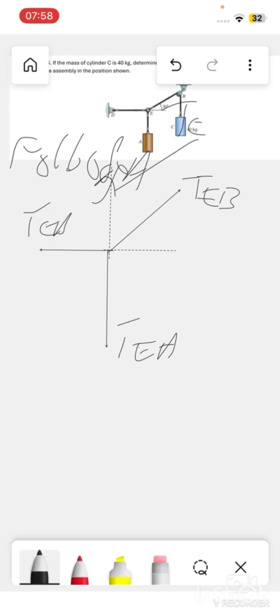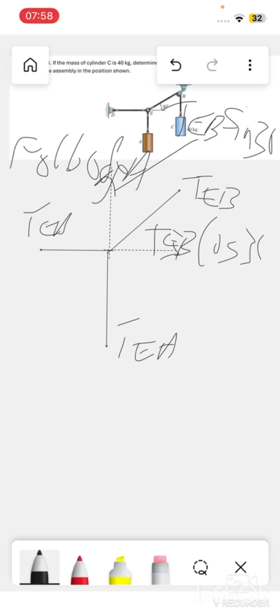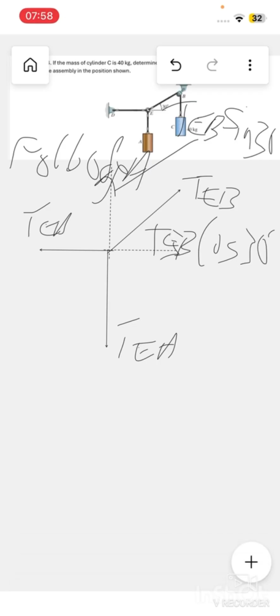TEB sine 30. This horizontal component, we're going to name it TEB cos 30. Therefore, I think we are done with our diagram. This is the diagram for body A.